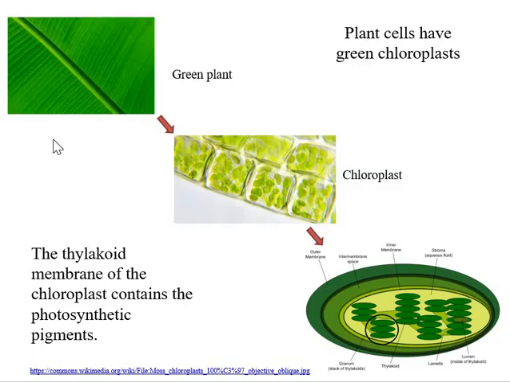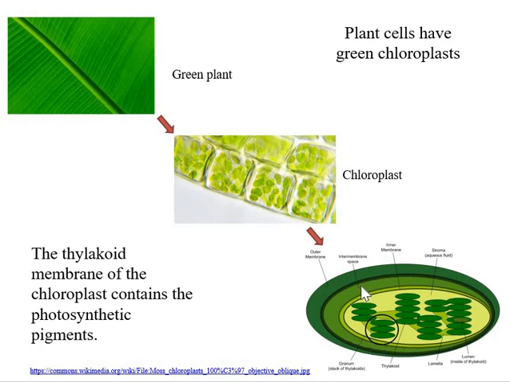In this figure, you will find a green plant. This green plant contains chloroplasts. The chloroplast is green in color. Why are they green in color? They are green because of the presence of the chlorophyll pigment. And the structure of one chloroplast is like this.